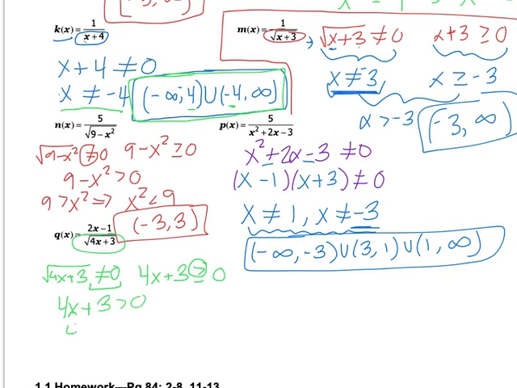Subtract 3 from both sides. 4x is greater than negative 3. Divide by 4 and you get the restriction that x has to be greater than negative 3/4. It can be anything greater than negative 3/4. So interval notation is negative 3/4 to infinity.